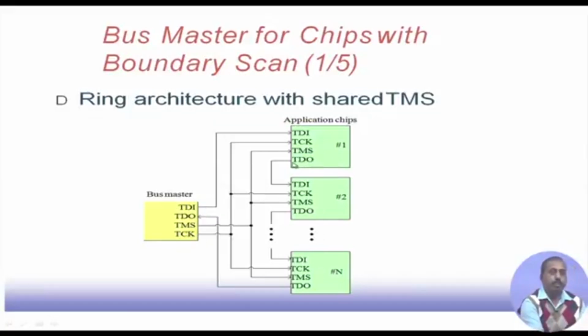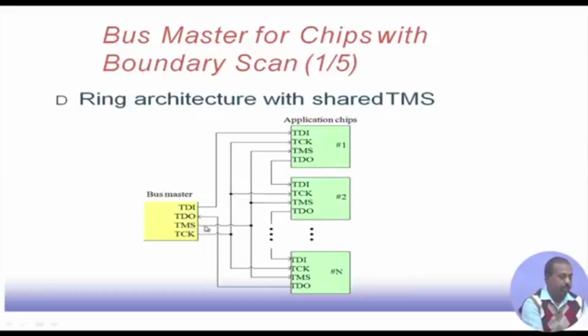As we have shown in the very first few slides on the boundary scan technique, the TDO of the first chip is connected to the TDI of the next chip. So, that way it is connected. The TDO of the second chip is connected to the TDI of the third chip, and finally, the TDO of the final chip comes back to the TDO of the bus master.